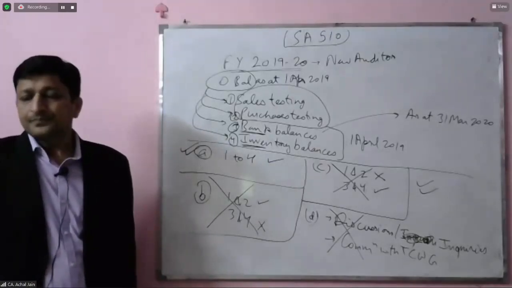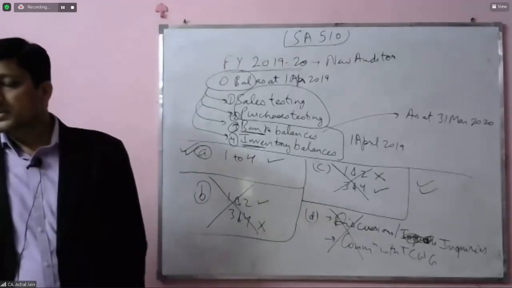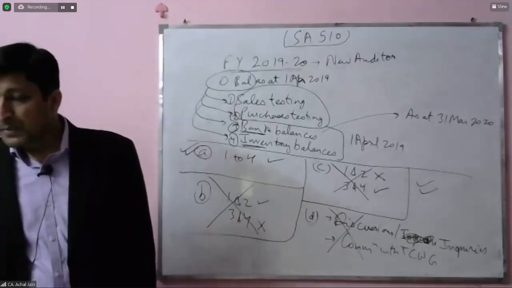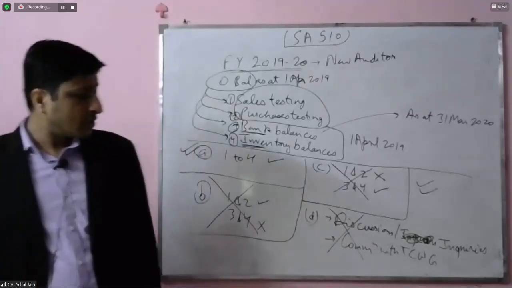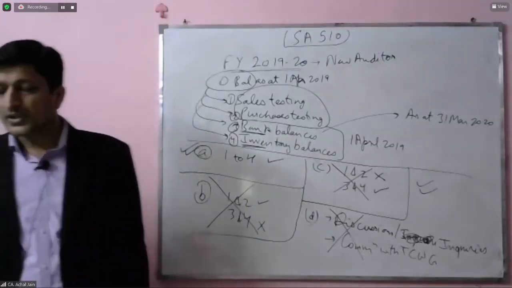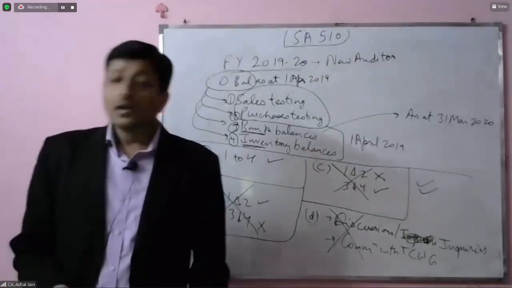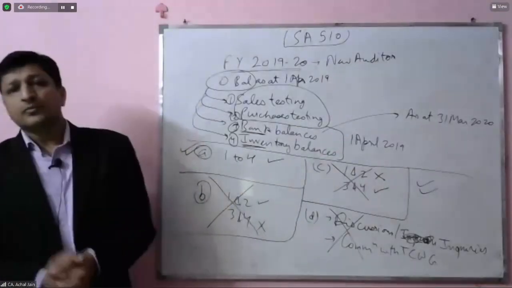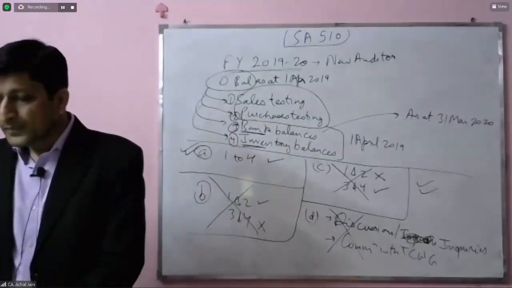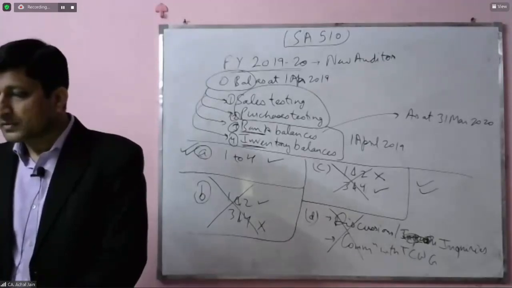Very good. Anjali is asking, only opening balance of banks and inventory need to be checked. Purchase and sales testing should not be done. And I think you must have understood this, Anjali, by now, as to what's the perspective of doing all the 4 procedures over here. All right. So this was all about this SA 510.